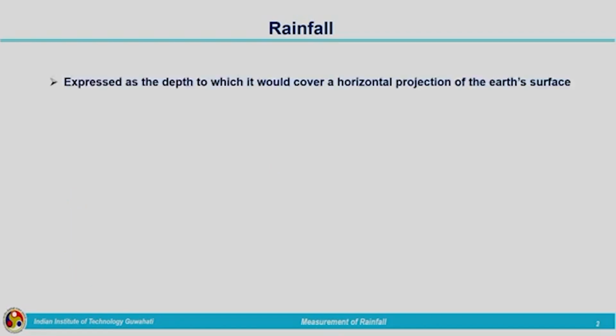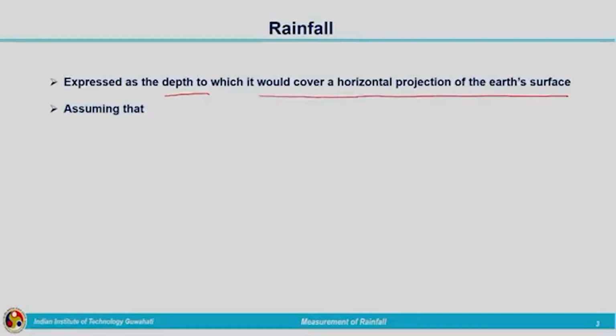It is expressed in terms of depth of rainfall. We will be talking about this much depth of rainfall, this many millimeters or centimeters of rainfall. So, it is expressed as the depth of rainfall to which it would cover a horizontal projection of earth's surface. As we all know, earth's surface has certain curvature. So, this depth represents, if we are projecting on a horizontal earth surface, how much will be the depth of rainfall. That is what represents the amount of rainfall which we are experiencing.